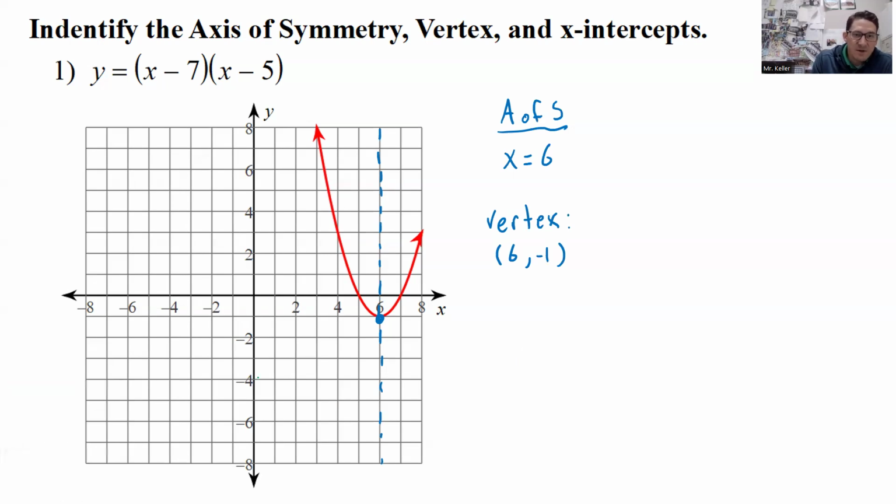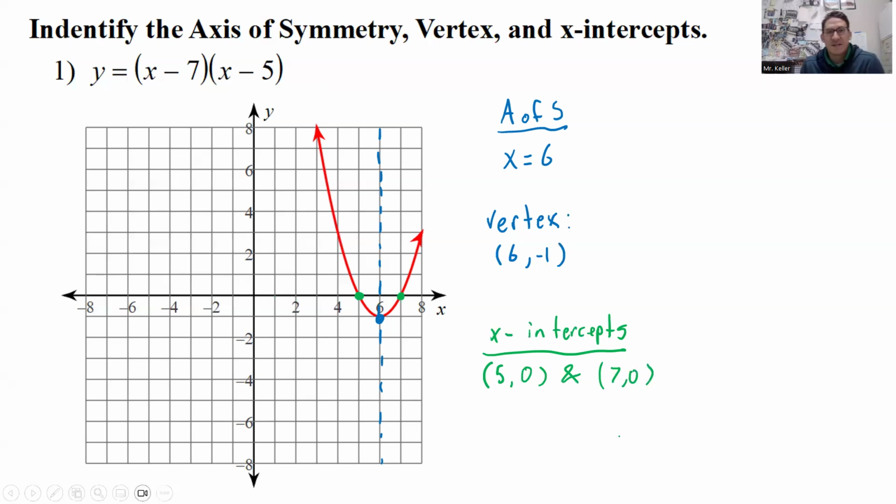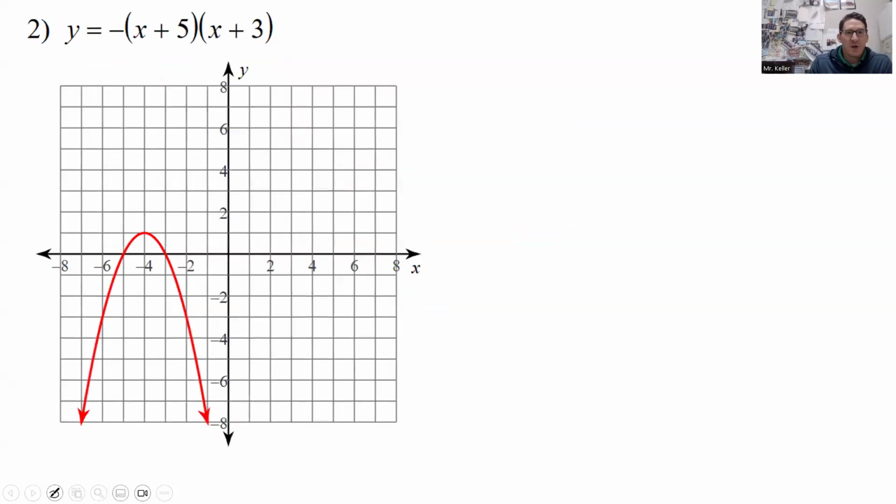So there's the vertex. And then the intercepts. Let's do these in green. We're just concerned with the x-intercepts. It's where the parabola crosses over the x-axis. So our x-intercepts, there are going to be 2 of them. That's going to be at 5, 0 and 7, 0. And that's it.